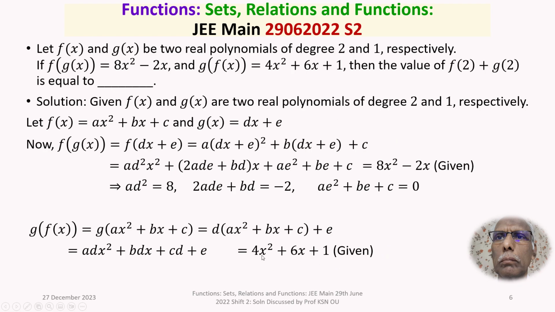So now equating the corresponding coefficients, the coefficient of x square is ad is equal to 4. The coefficient of x is bd is equal to 6. The constant term is cd plus e is equal to 1. So these are the equations we get. From these equations in a, b, c, d, e, we have to solve for a, b, c, d, e. Agreed. That we do in the next slide.